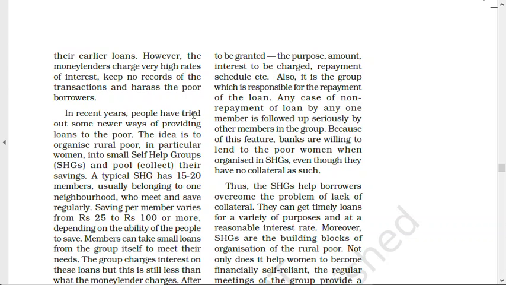In recent years, people have tried out some newer ways of providing loans to the poor. The idea is to organize the rural poor, particularly women, into small self-help groups, that is called SHGs, and pool their savings. So whatever savings you have, let's say if I earn 300 rupees every day, then 20 rupees, 30 rupees, or let's say 100 or 200 rupees monthly. If I pool or collect money from, let's say, 50 households, I now have a good amount of money from that group.